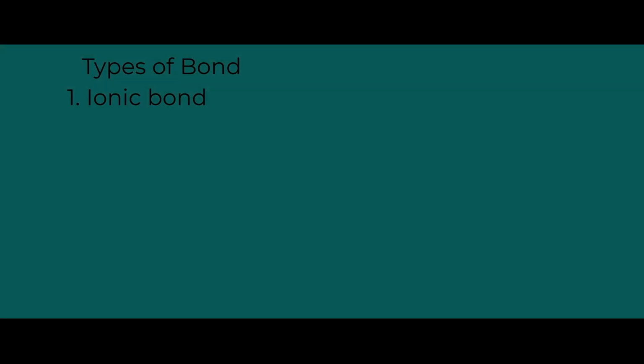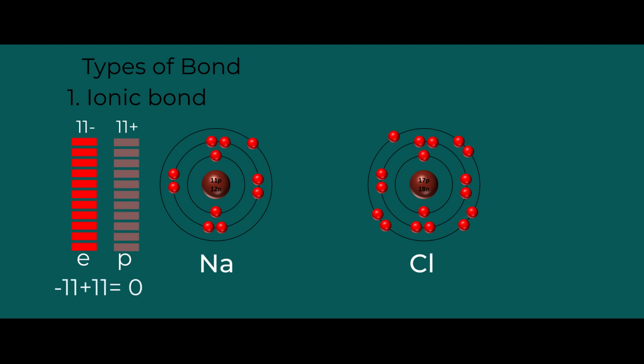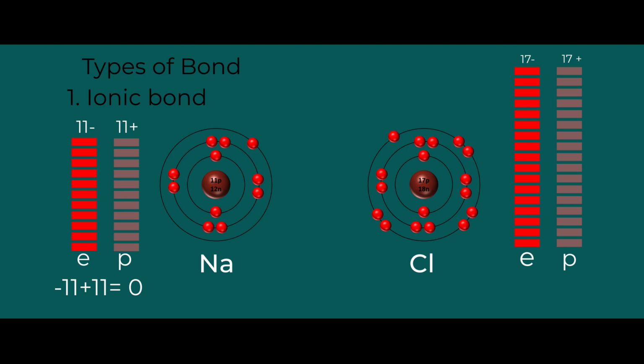Here I have 2 atoms, an atom of sodium and an atom of chlorine. Sodium atom contains 11 electrons and 11 protons. The net charge on sodium atom is 0 because it contains 11 protons and 11 electrons, meaning 11 positive charges and 11 negative charges. And same thing on the chlorine atom. Chlorine atom contains 17 electrons and 17 protons. Net charge on chlorine atom is also 0 because it also contains an equal number of electrons and protons.